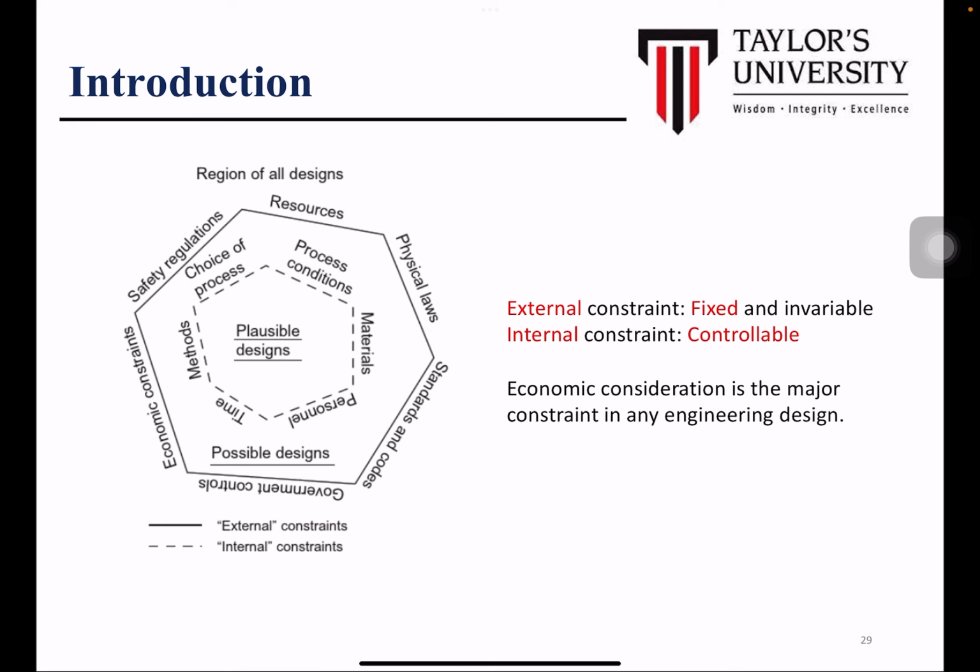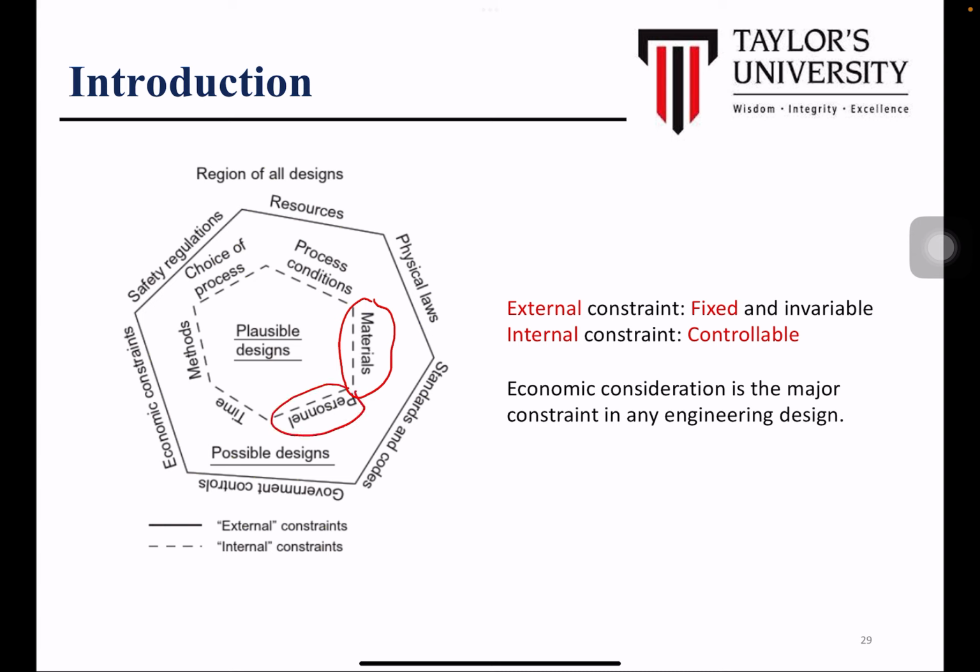All right, so once we're done with all those things, we have to look into the region of design. So now we have two regions of design, one known as external constraint, one known as internal constraint. So what will stop you from design? External constraints are fixed and invariable. Internal constraints can be controllable. So what can you control? The internal materials. It depends upon you. How do you choose the material? What material you want to use for your plant? It's all up to you.